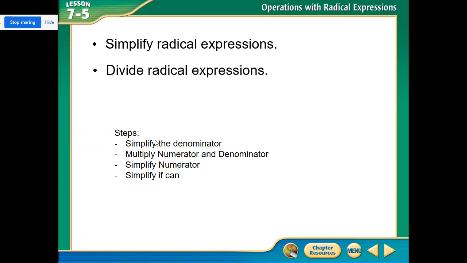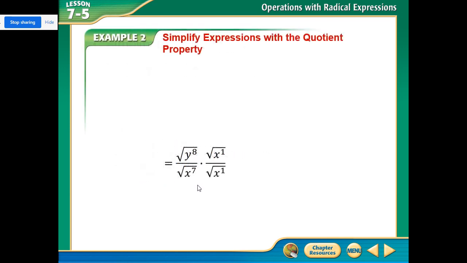The steps that we will take is first we're going to simplify the numerator. The numerator is the problem, so we want to attack that first. We want to look to see what needs to be done down there. So we're going to look at the denominator. Then we're going to multiply the numerator and denominator by whatever we need to make the denominator right. We're going to simplify the numerator, and then we can simplify if we can. Let me show you what I mean.